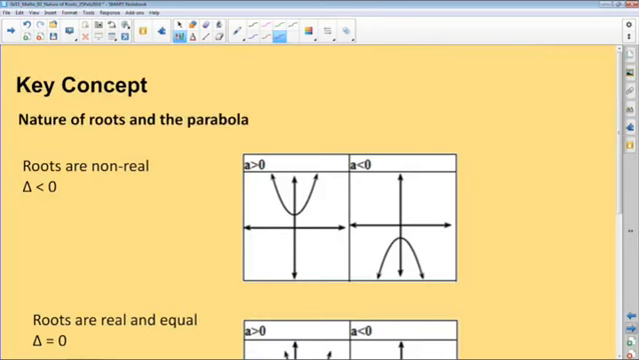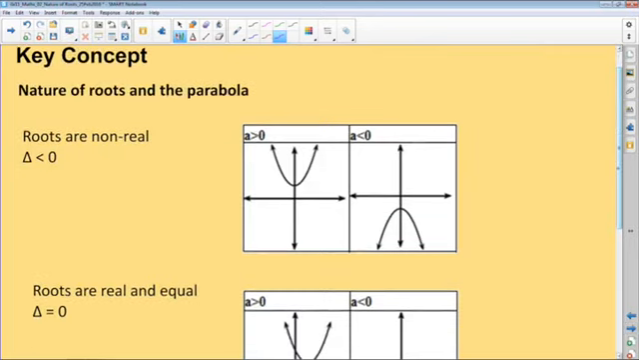Okay, now looking at the pictures on how you can tell the nature of roots from a given graph of the parabola. Roots are non-real when the discriminant is less than 0, all right? So you see our graph here, we're not touching the x-axis. We're not touching the x-axis, so these are non-real roots. So you cannot tell what the x value is. In actual fact, it is not there.